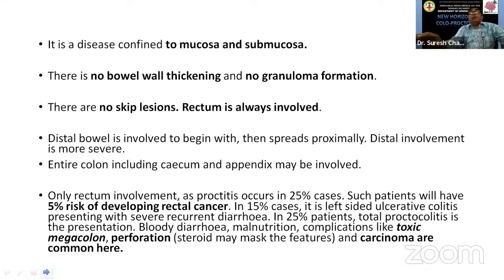Only rectal involvement, proctitis, occurs in 25% of cases. Such patients still have a 5% risk of developing rectal malignancy or cancer. In 15% of cases, it is left-sided ulcerative colitis in presentation. Bloody diarrhea, you can have frank blood per rectum or per anum, then malnutrition and complications like toxic megacolon. I'll come to the presentation of ulcerative colitis, acute and chronic. The acute form will be toxic and perforation, and sometimes it may be obstruction, and carcinoma is a delayed complication.